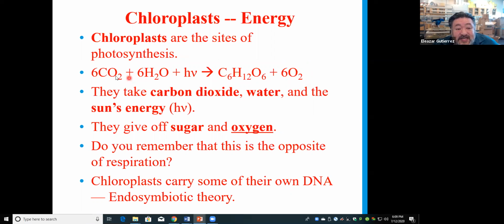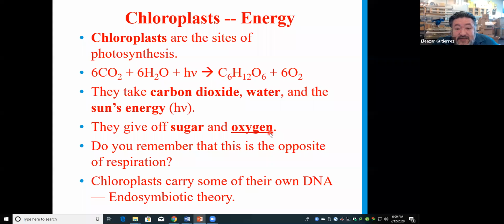And then, as if that wasn't enough, they take away carbon dioxide from our atmosphere. Remember, that's bad because we have too much carbon dioxide. So they take carbon dioxide, water, and the sun's energy. Okay, what is that? This is physics. This is a photon of light, and it's h nu. You don't need to know that. And then they give off yummy sugar and yummy oxygen.